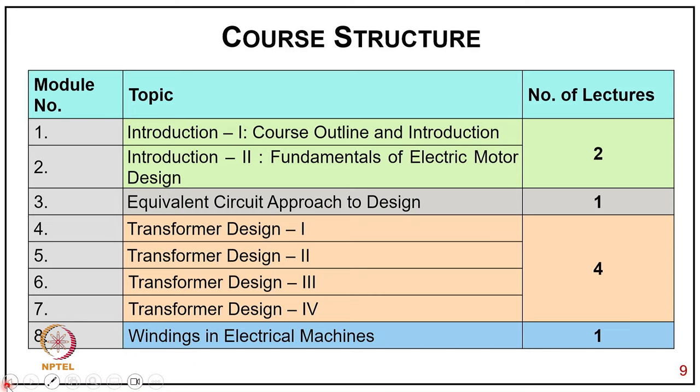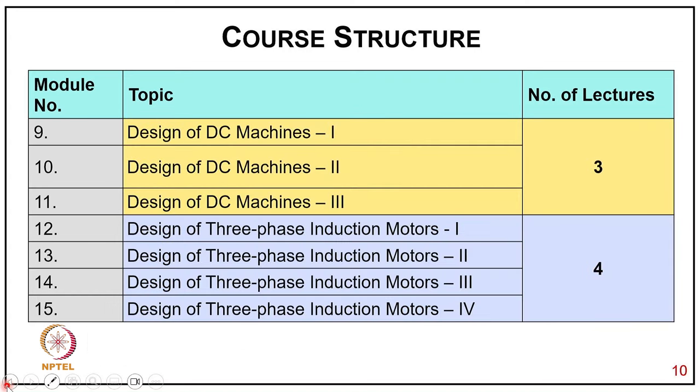This is the course structure overview. First, we'd like to have the introduction, the course outline. Then the second lecture will be fundamentals of electric motor design, having two lectures. Then we'll cover the equivalent circuit approach to the design of electrical machines. Then the transformer design will have four lectures. Then winding of electrical machines, one lecture.